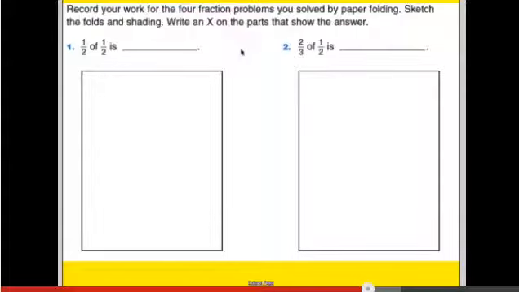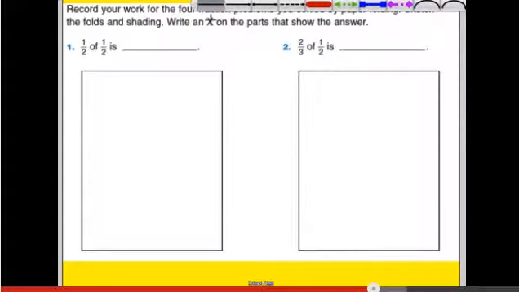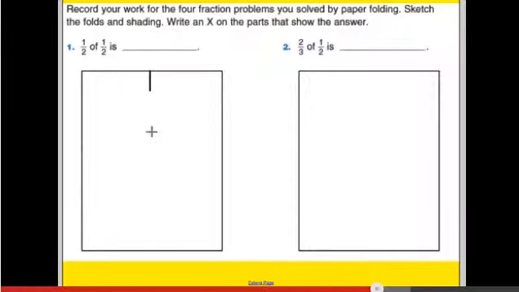Alright, so it tells us to sketch the folds in the shading and write an X on the parts that show the answer. So here's our first problem, 1/2 of 1/2. Now here's how we do this. We take the first fraction. It really doesn't matter what order we do it in, but take the first fraction. Divide your whole rectangle into whatever it is. So in this case, we're talking 1/2.